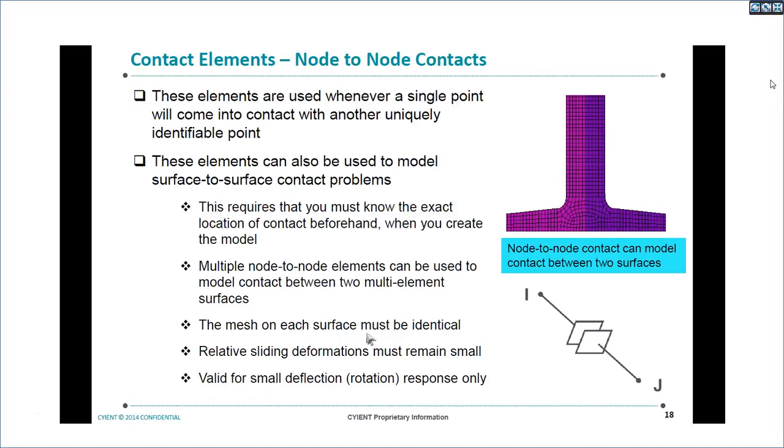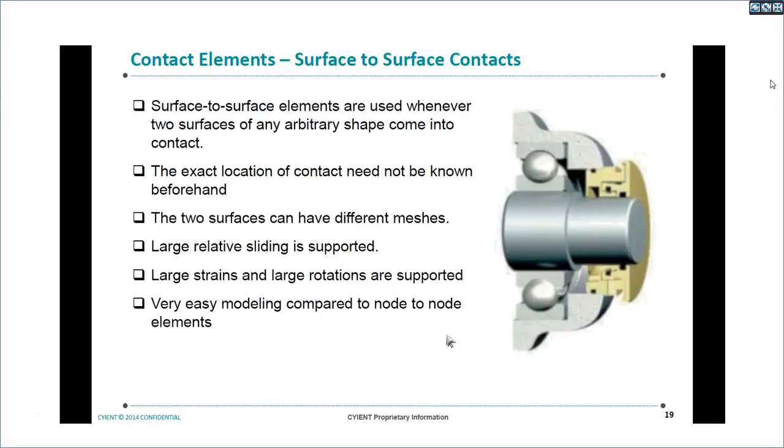The mesh on each surface must be identical, as I discussed. Like the mesh here and the mesh there should be identical. Relative sliding deformation must remain small. The sliding deformation, that means deformation along this direction, should be very small. This is valid only for small deflection response. So that is on node to node.